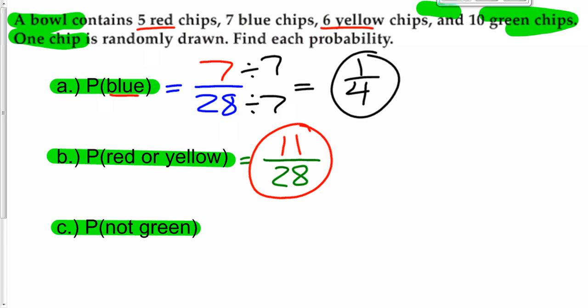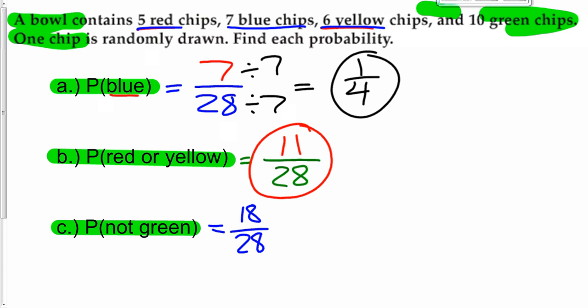All right, and then letter C, the probability of not getting green. You can do this one of 2 ways. We can figure out what the probability of getting green would be, and then subtract that from 1, because 1 is 100%, or 1 out of 1, or it'd be like saying 28 out of 28 possibilities, that's 1. Or we could count up all the ones that are not green. So for instance, I could count up 5, 7, and 6, and do it that way. So 5 plus 7 plus 6, so it's going to be 12 plus 6, which is 18, and put that over 28. That's an option.